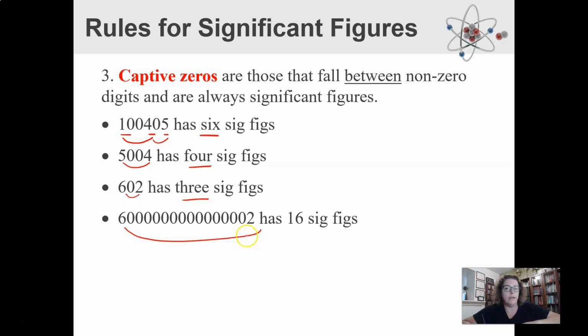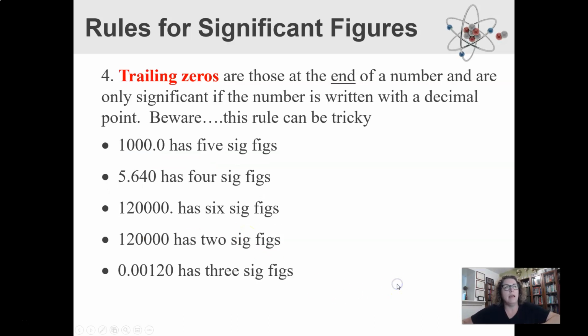The zeros in between matter. But what about the 0 at the end? Well, that's the trickiest rule of all. It's that trailing 0. If that 0 is at the very end of the number and you have a decimal, but that decimal's in a certain spot, that 0 can actually be significant.